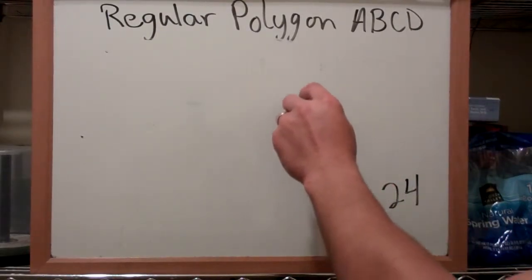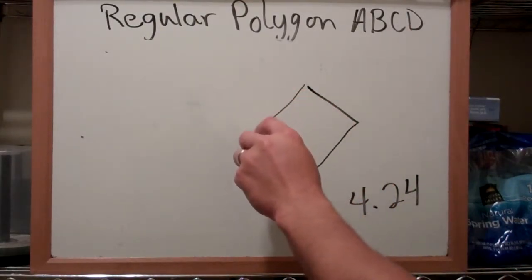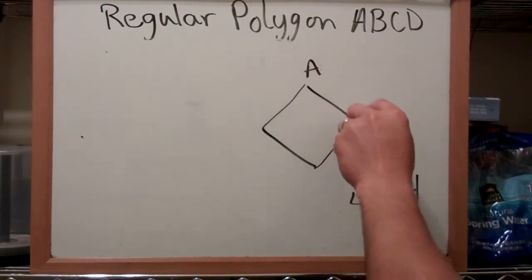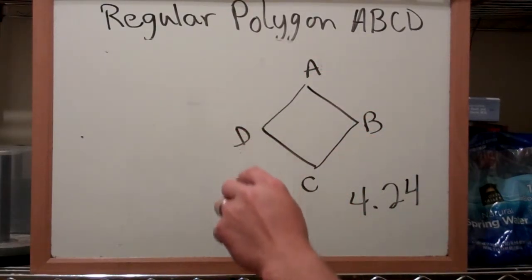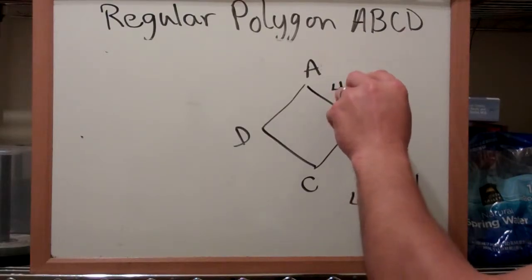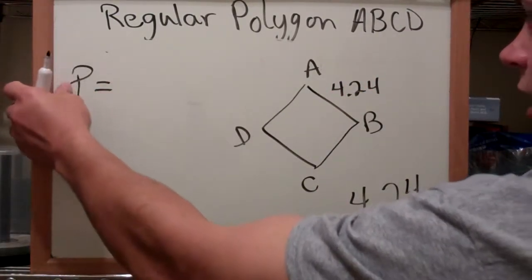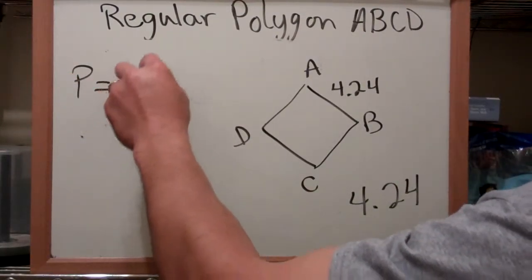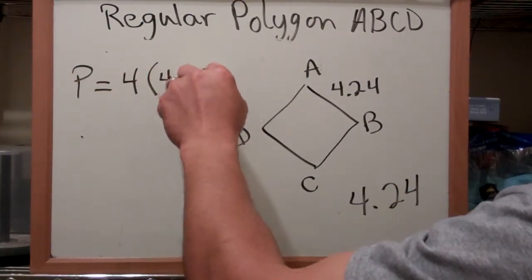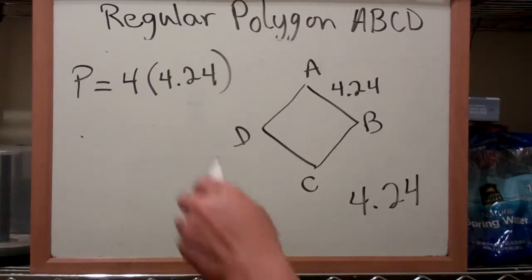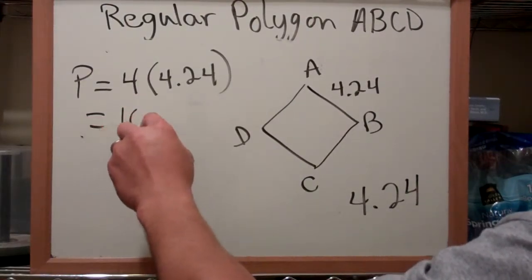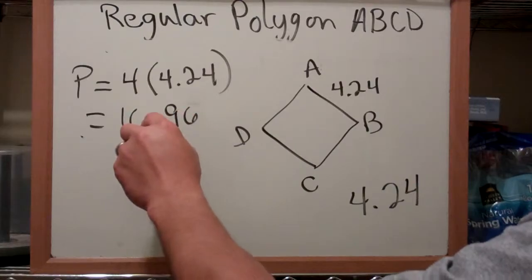So again, let's go back to what our figure kind of looked like. We had A, B, C, and D. If we know the side is 4.24, the perimeter of this square would be 4 times 4.24, which we could say is equal to 16.96 units.